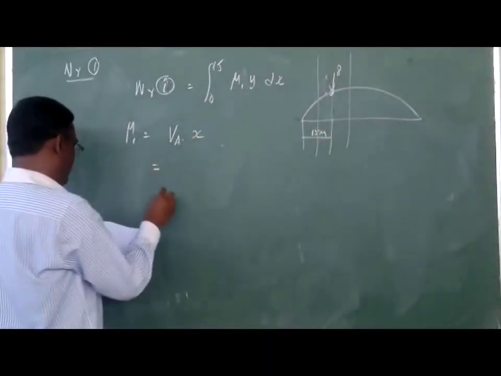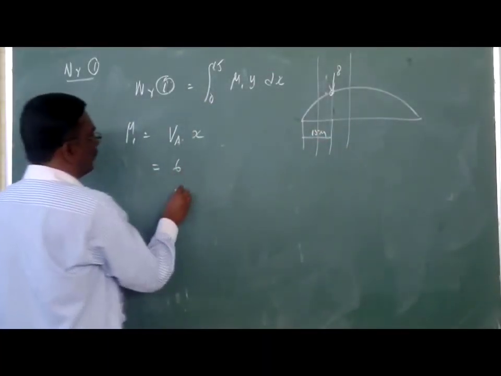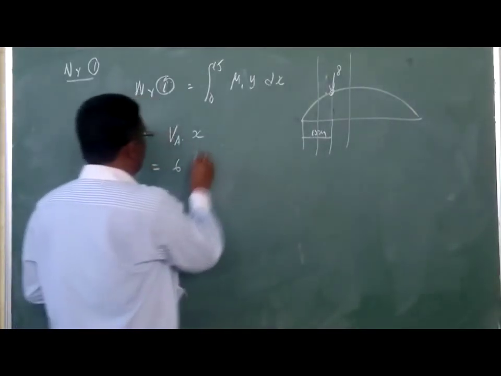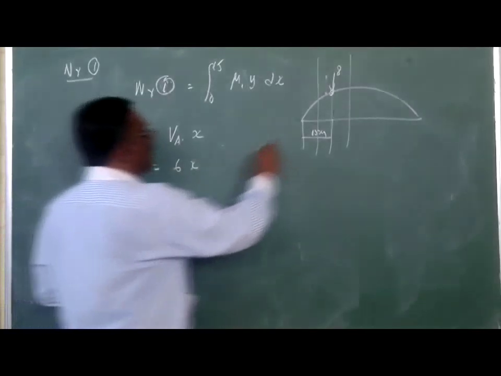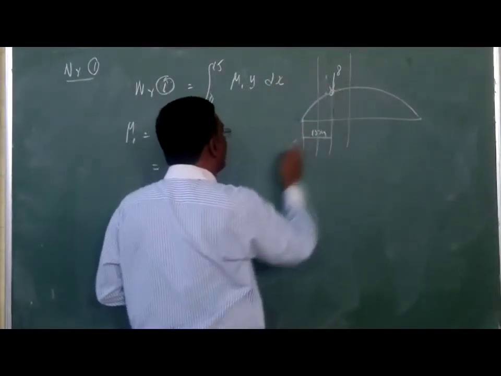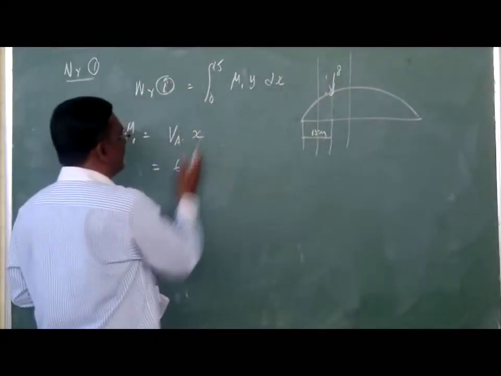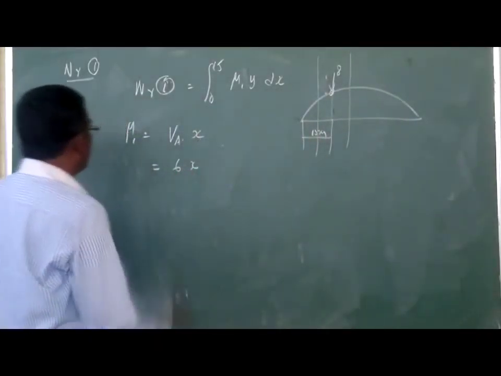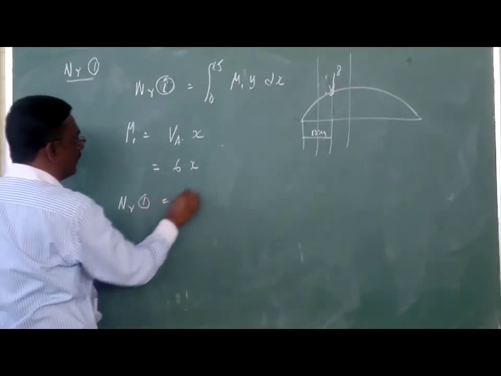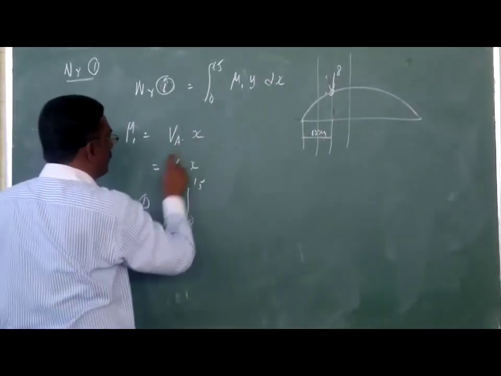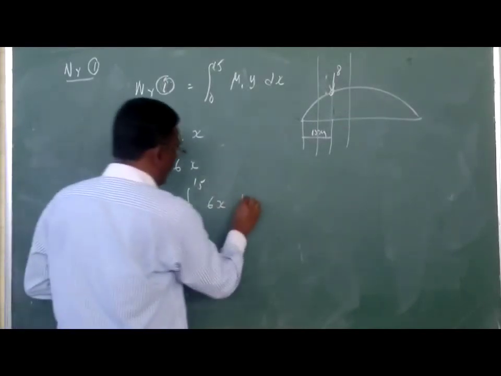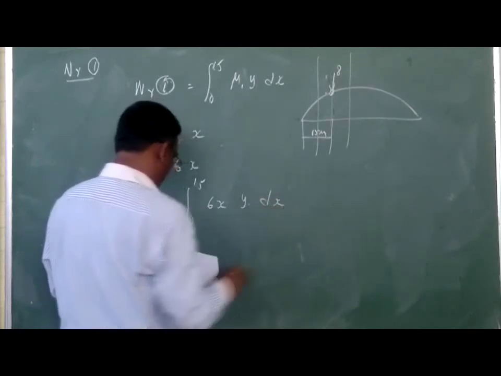So the value of VA is found to be 6 kilonewton, giving 6x. Let us substitute it as x, because it will be varying from 0 to 15, so the lower limit is 0 and the upper limit is 15. Substituting here, numerator 1 will be the integral from 0 to 15 of 6x times y dx.